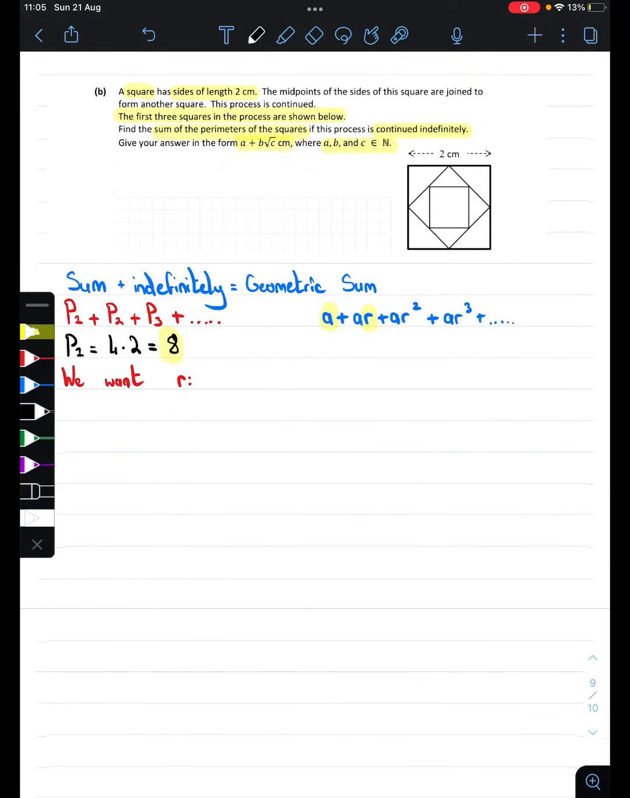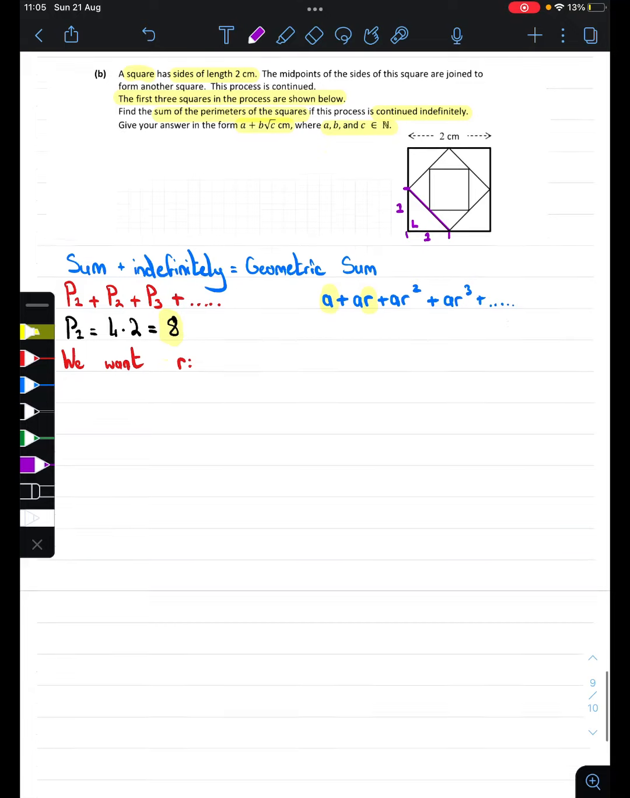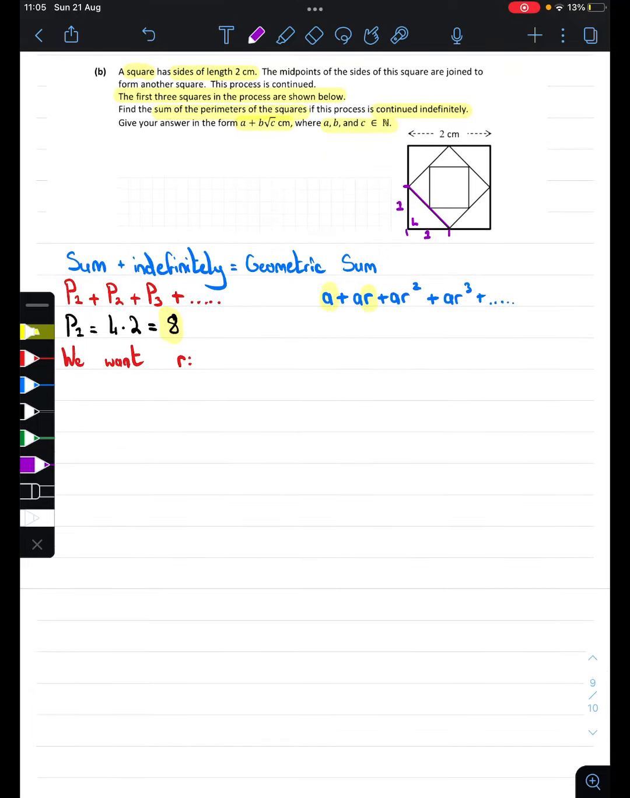Okay, so well, let's try and calculate P2. So P2 is the sum, or let's do it in a different color. Well, it's 4 times this length. 4 times this length here. And what is this length? Well, they've split this square in half. So this is 1. And this is 1. So we have a right angle triangle with the 2 shorter sides of length 1.